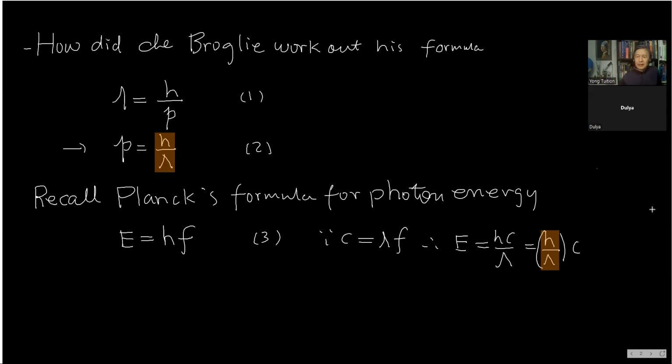Now, for the photon, the mass is equal to 0, no mass. Do you know that? Photon has no mass, right? But we have to return to Einstein. Also we have to recall Einstein's formula, which is from relativity. Well, this is how de Broglie worked out his formula.